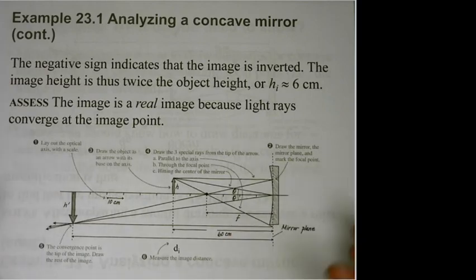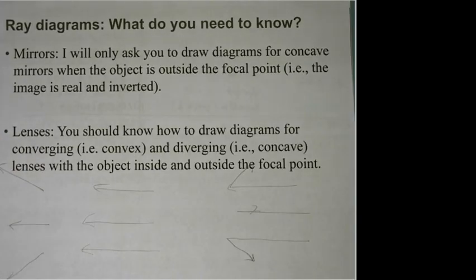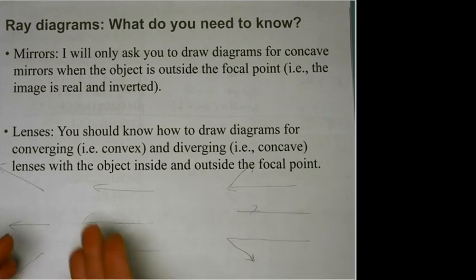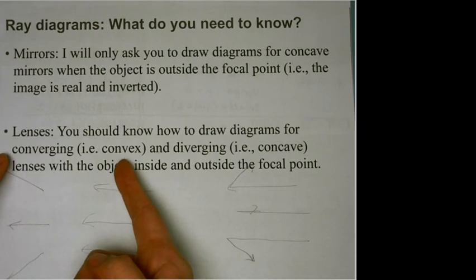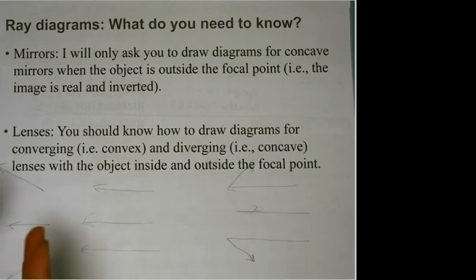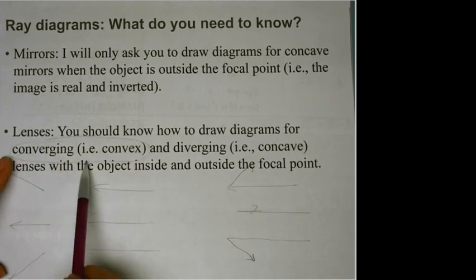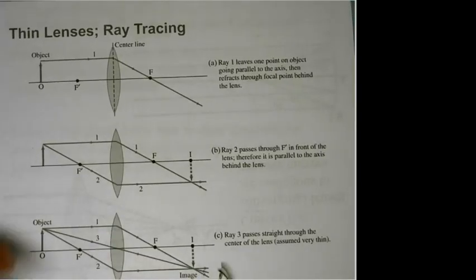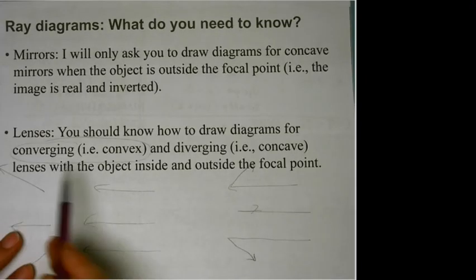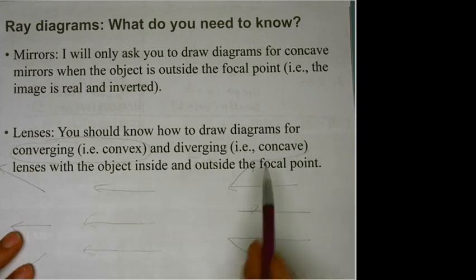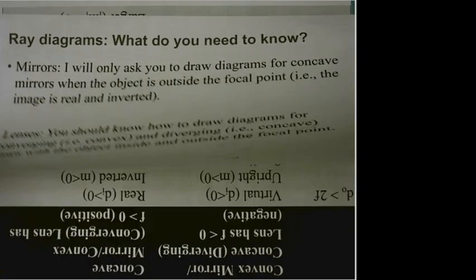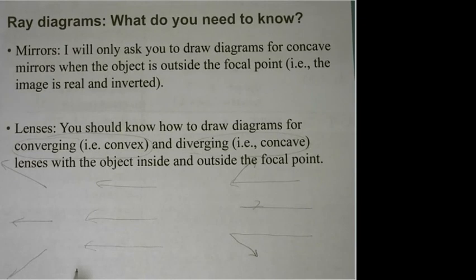It's this one, okay? For lenses, I want you to know how to draw all of them. So you should know how to draw diagrams for the converging convex and diverging concave lenses with the object either inside or outside the focal point. In this video, I did not do a diagram for a converging lens that looks like this, the normal one. That will be in the recitation videos. But we did do a converging lens inside the focal point and a diverging lens inside or outside the focal point. Okay, good luck, and I will see you with the next video.